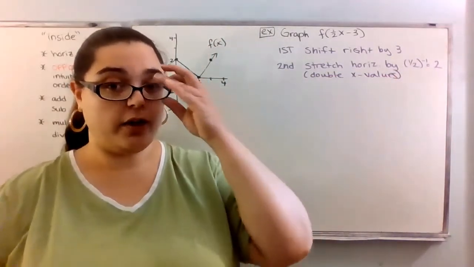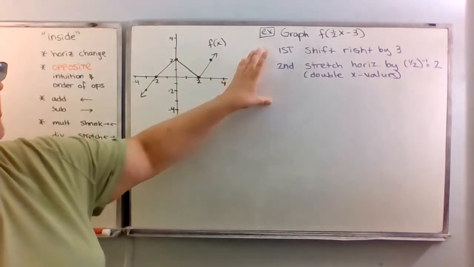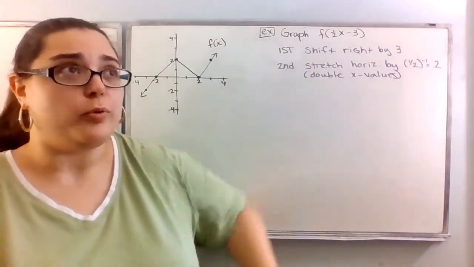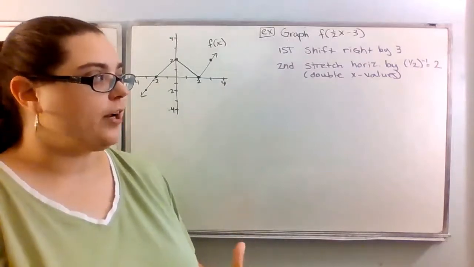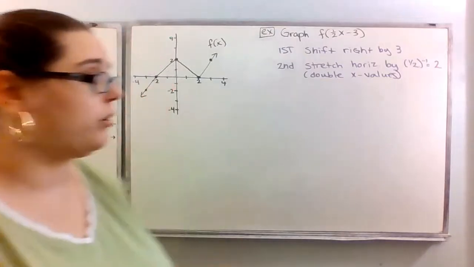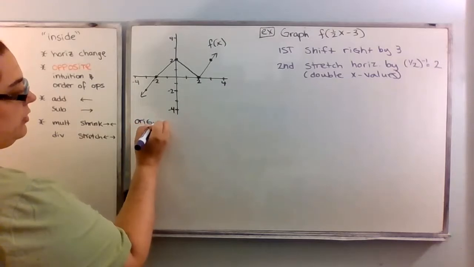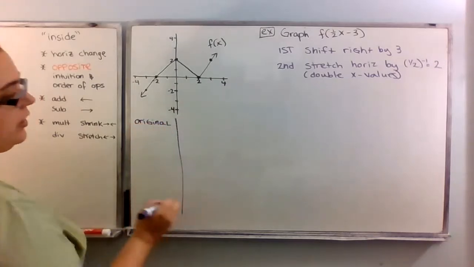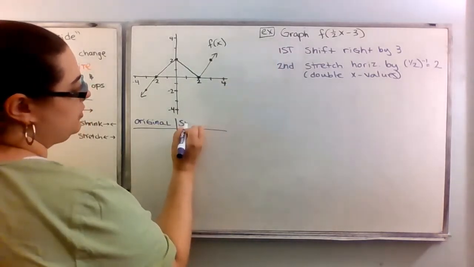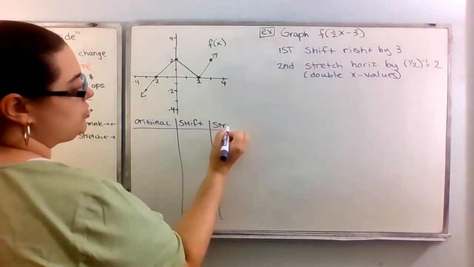Now, in the last video, we said our ultimate goal is to go directly from the graph, following these transformations, to our final graph. That's where we want to be at the end of all this. But right now, we're still learning it. So if it helps us to create a table of what's going to happen to each of these points, we should do that. So that's what I'm going to do while we're learning this. I'm going to start out with my original point. Then, following the order of these, we're going to shift it first. And then we're going to do a stretch.